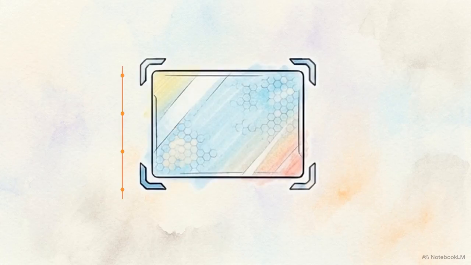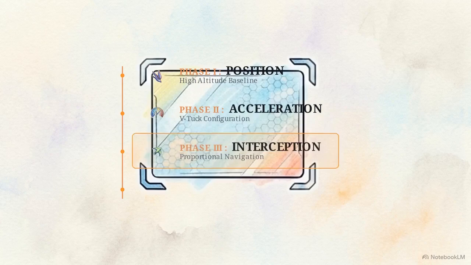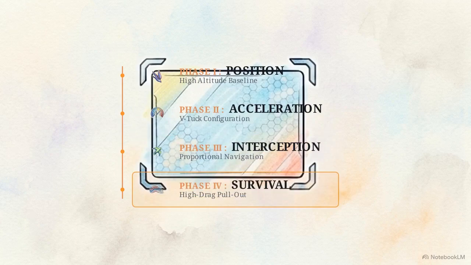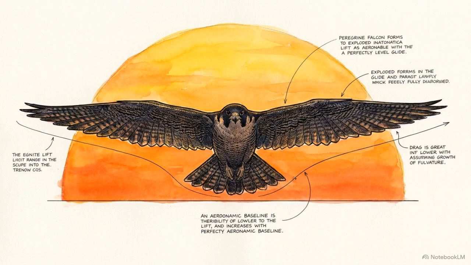The entire hunting stoop relies on this 4-step sequence: establishing the high-altitude baseline, accelerating in the tuck, tracking with proportional navigation, and surviving through the high-drag pullout. The stoop is a specialized mechanical strategy that converts gravitational potential energy into the specific aerodynamic forces needed to intercept a maneuvering target.